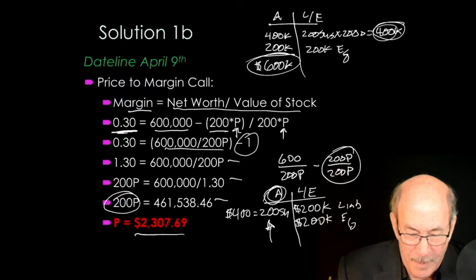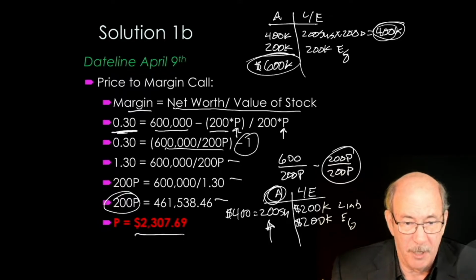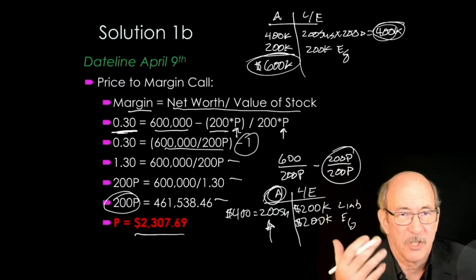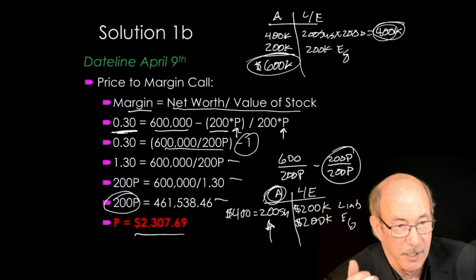All right. Okay, so we've got a price. We know how high the price can go before we get a margin call, so we can make sure that we have sufficient liquidity as the price approaches 2307.